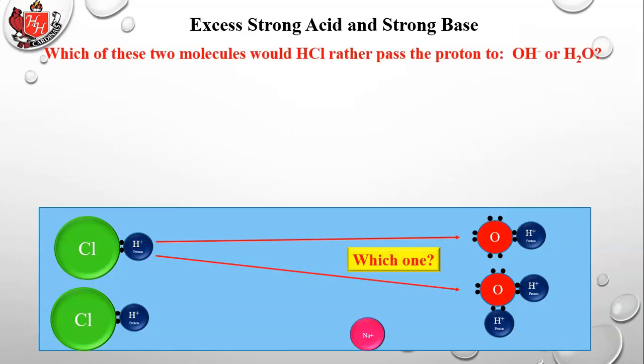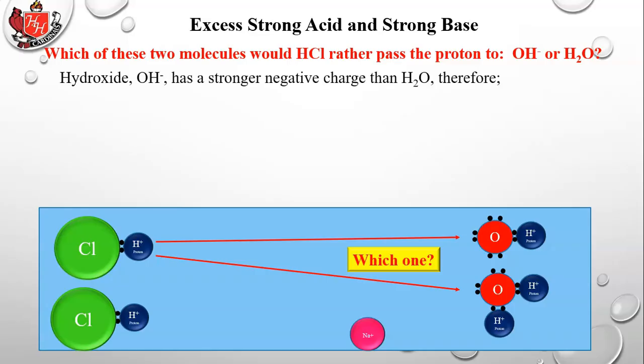So which of the two molecules would HCl rather pass the proton to? The hydroxide or the water molecule? We know it will totally dissociate with the water molecule, but now there's also a hydroxide, OH-. Which one would it prefer to pass the proton to? Hydroxide, OH-, has a stronger negative charge than H2O because hydroxide has a full 1- charge. It has an extra electron. That's a 1- charge, so that's a pretty strong negative charge.